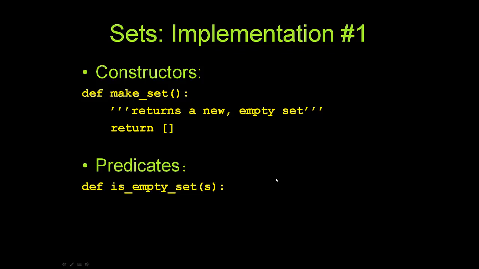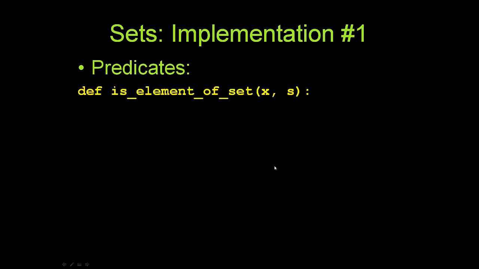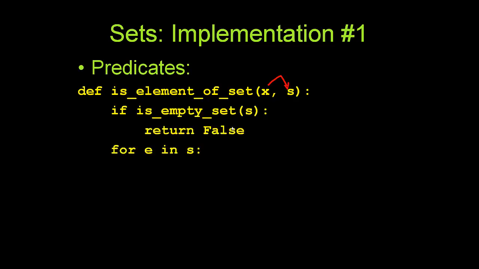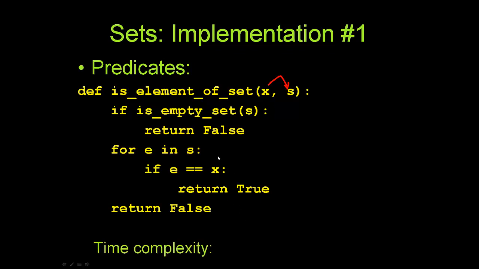Predicates: is empty set. You just check whether S is empty or not. If it's empty, then it's true. If it's not, it's false. Predicates: is element of X S. You check whether X is an element of S. Essentially, you just check if it's empty. Empty obviously is false. Otherwise, for E in S, meaning every element E in S, you check if E equals X, return true. If everything's gone, you finish and return false. The complexity of this operation will be order n, where n is the size of the set.